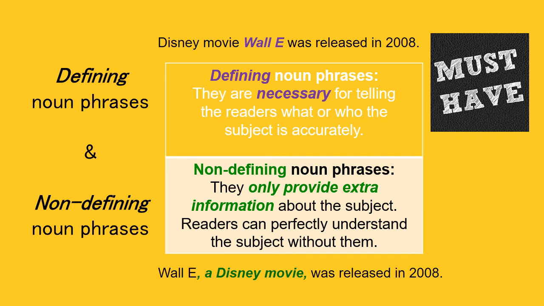So in the example sentence at the bottom, you can see WALL-E, comma, Disney movie, comma, was released in 2008. Imagine if the green words, including the commas, were not there in this sentence, then the sentence would look like WALL-E was released in 2008. And unless you had no idea about this movie, otherwise, you should be able to understand this sentence perfectly.